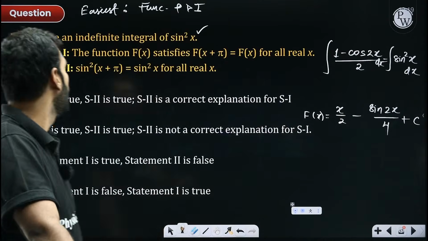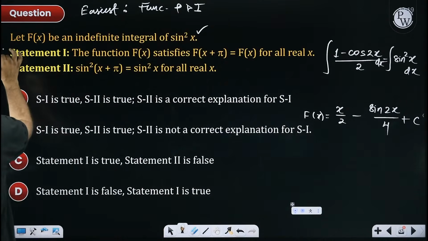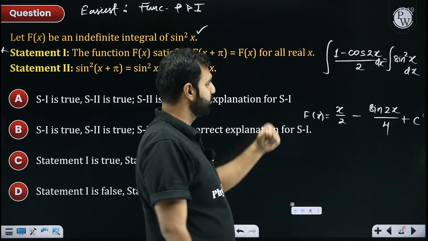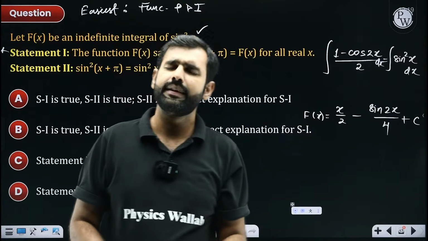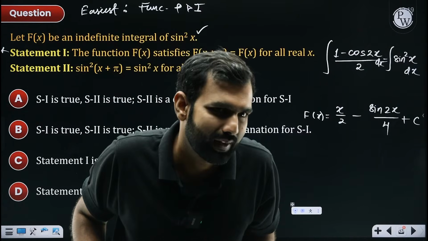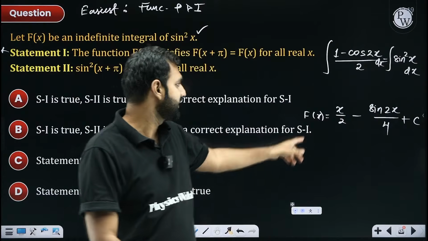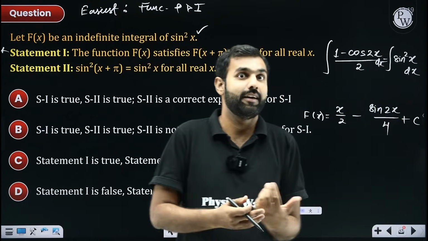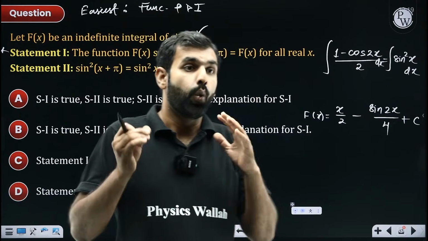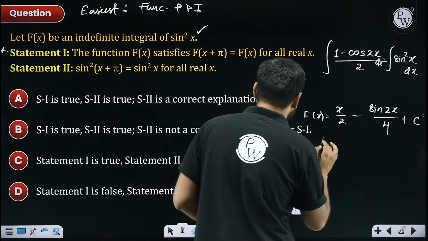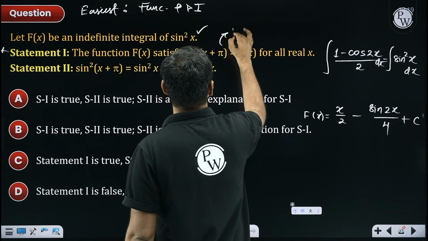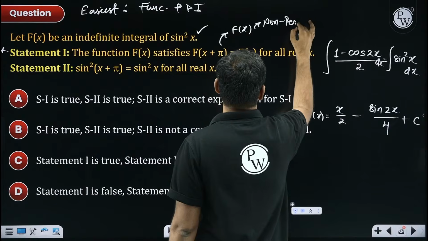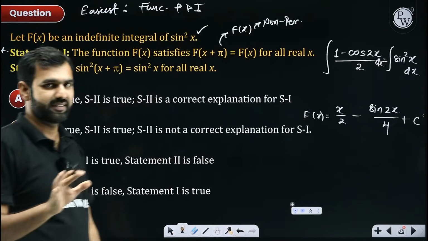Now from here, statement 1. What does it say? The function F of x satisfies F of x plus pi equals F of x. That means they're trying to tell you that it is a periodic function. Can it be? There is x, which means an algebraic function came into the picture, plus a constant. It can never be a periodic function. With that, will I not conclude that statement 1 is definitely wrong, because F of x is clearly non-periodic? So statement 1 is definitely false.